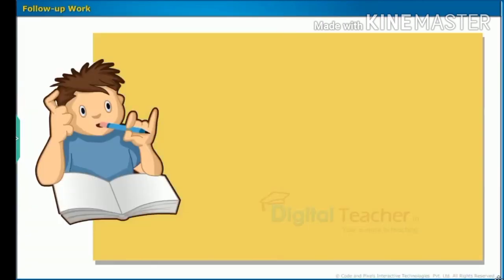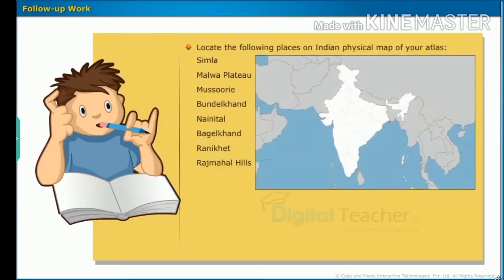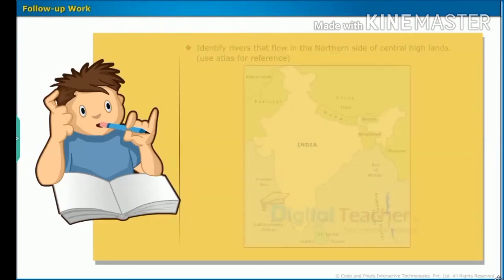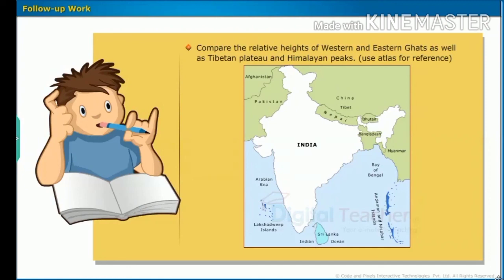Take up the following activities. Locate the 3 Himalayan ranges in your atlas. Locate the following places on the Indian physical map of your atlas: Shimla, Malwa Plateau, Mussoorie, Bundelkhand, Nainital, Baghelkhand, Ranikhet, Rajmahal Hills. Using a physical map of India, trace the course of Godavari and Krishna to identify the direction of slope of the Deccan Plateau. Identify rivers that flow in the northern side of the Central Highlands. Compare the relative heights of Western and Eastern Ghats as well as Tibetan Plateau and Himalayan peaks.